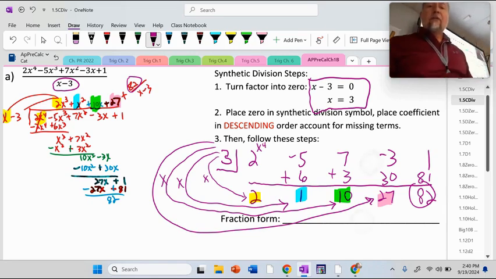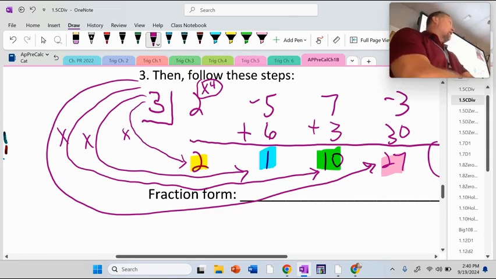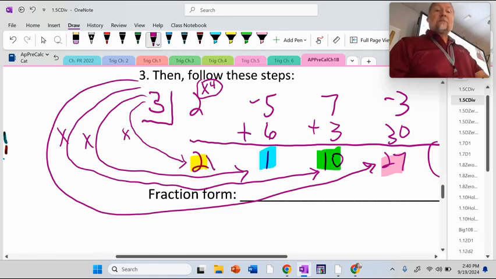But here's the thing you got to understand. This was an x to the fourth. Now this is called a depressed polynomial. You want to know why? Just like Mr. Samuelis, it's been knocked down a degree in life.